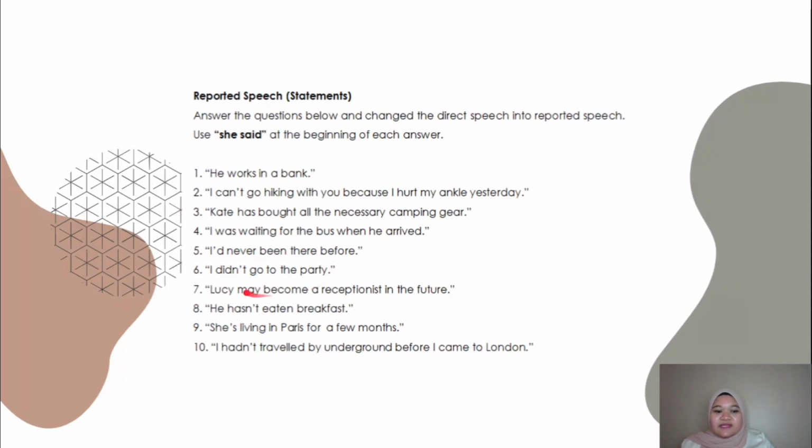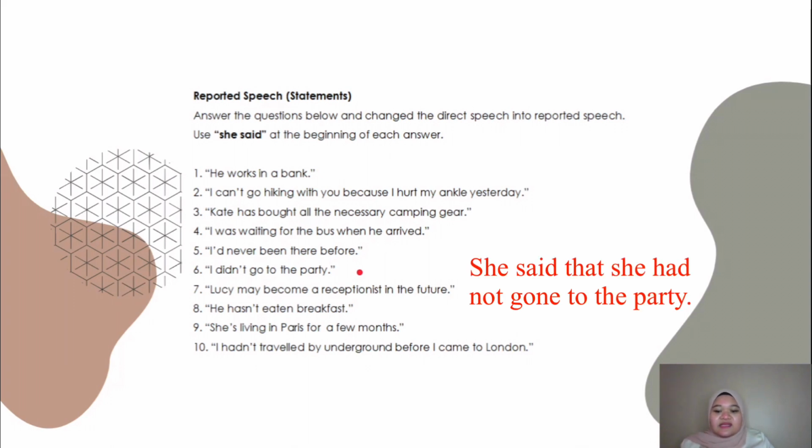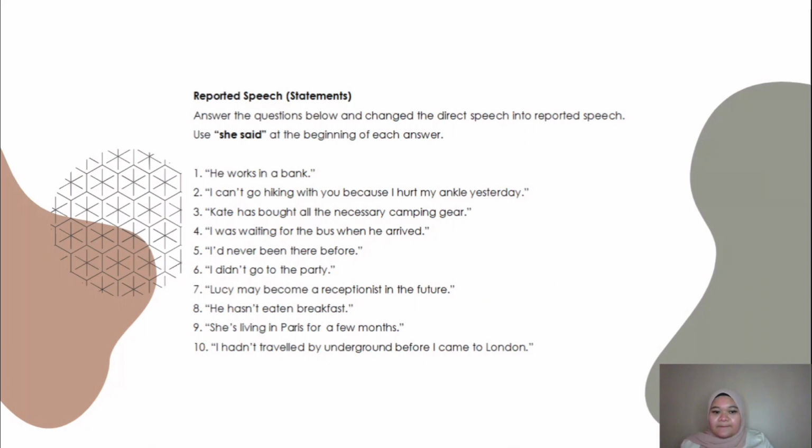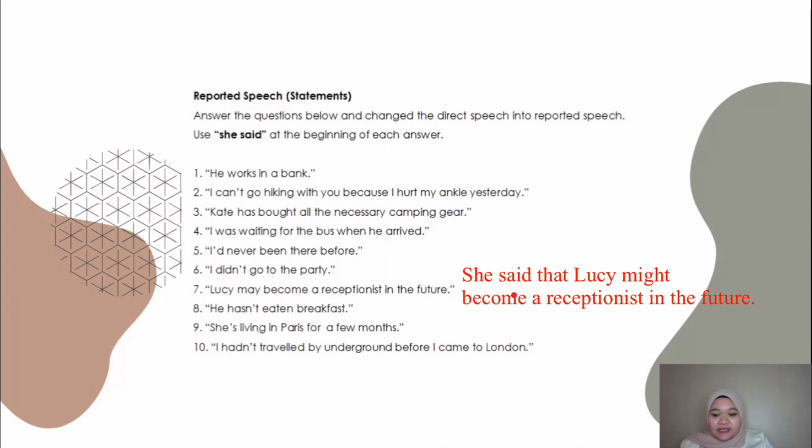Right? Number 6. I didn't go to the party. When we change to the reported speech, it will become she said that she hadn't gone to the party. She had not gone to the party, right? Number 7. Lucy may become a receptionist in the future. It changed to she said that Lucy might become a receptionist in the future.